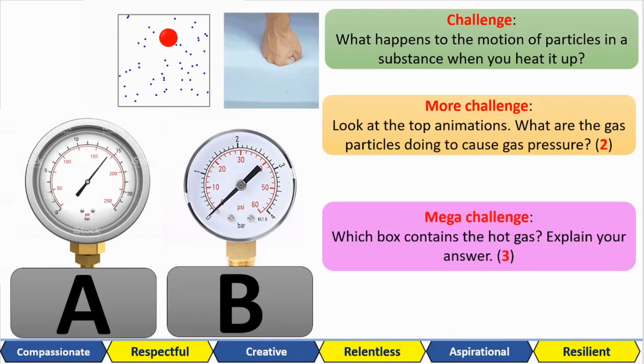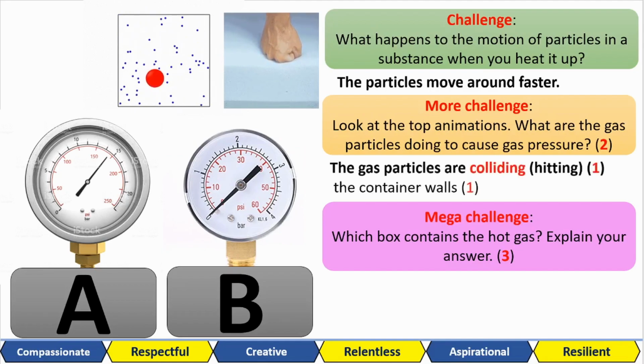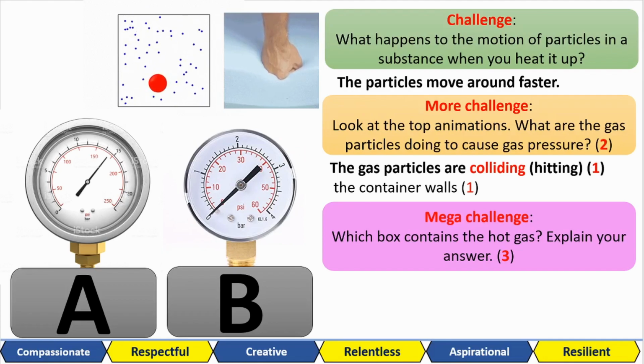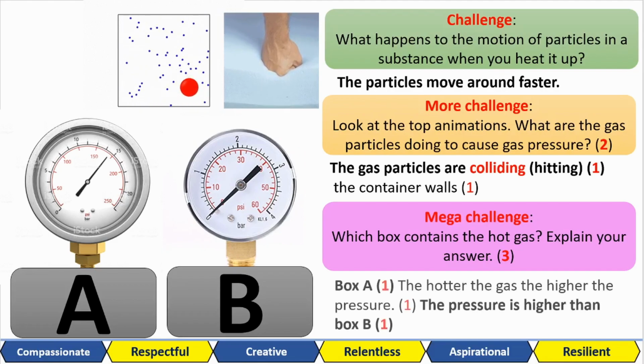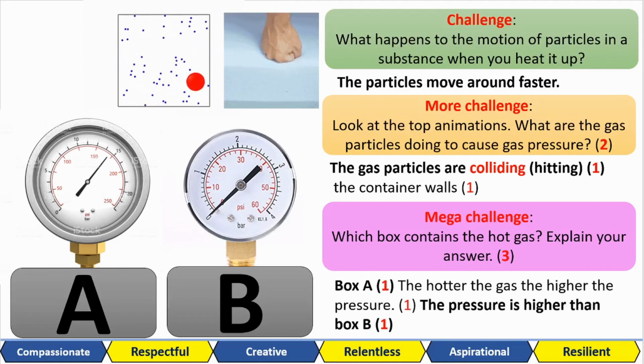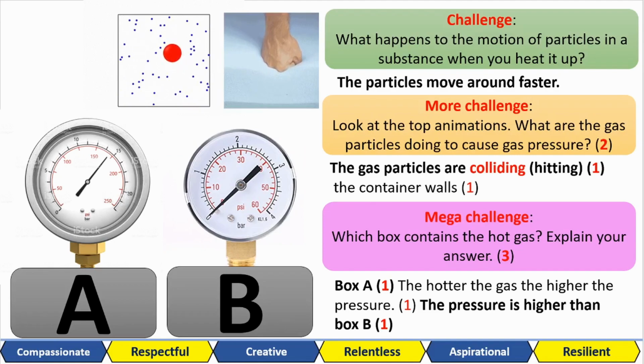If you heat up a substance, the particles will move around faster. Gas pressure is caused by the gas particles colliding with the walls of the container, so it's almost like they're punching the walls of the container. Now, based on all what we've seen so far, the hotter gases collide with the container more, which means that the pressure must be higher. And looking at the pressure gauge, A has a higher pressure, so that must contain the hotter gas.